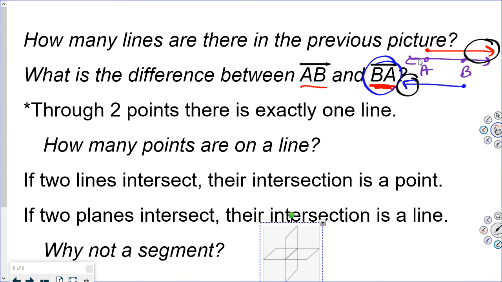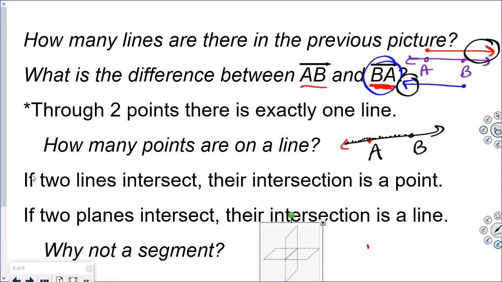How many points are there on a line? Well, even though 2 points name the line, there's an infinite number of points. There's points all through here because those points are infinitely small. So even though there's 2 points that we use to name it, on the line itself, there's an infinite number of points. Notice this next question. If 2 lines intersect, their intersection is a point. And then the next piece, if 2 planes intersect, their intersection is a line.